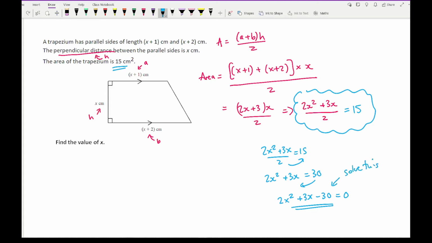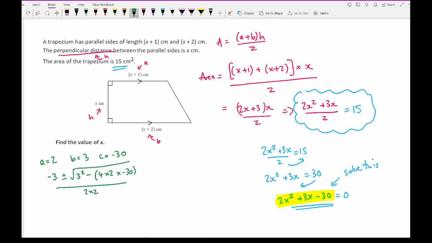And again, I'm going to go back to the trusted formula. So we just highlight this formula here, and that's what I want to go on to solve. So here I've got a equals 2, b equals 3 and c equals minus 30. So substituting this into the formula, I get minus 3 plus or minus the square root of 3 squared minus 4 times 2 times minus 30, all divided by 2 times 2.